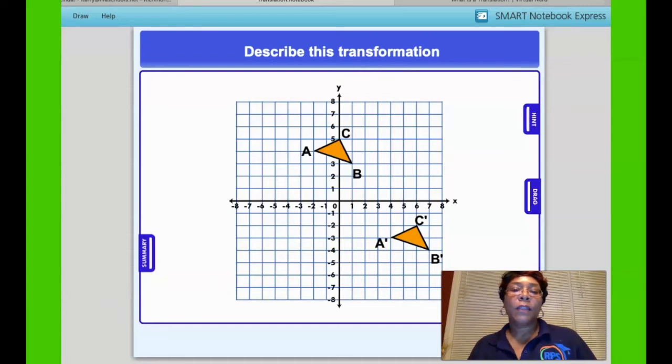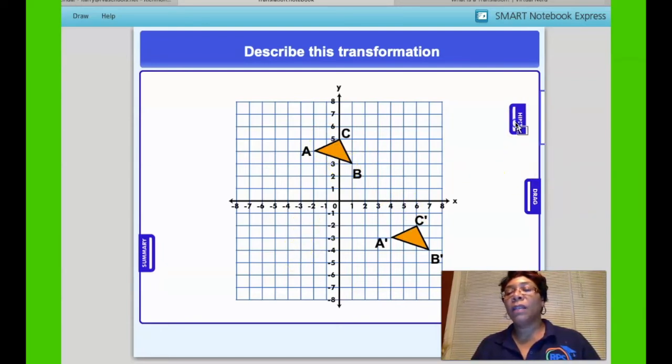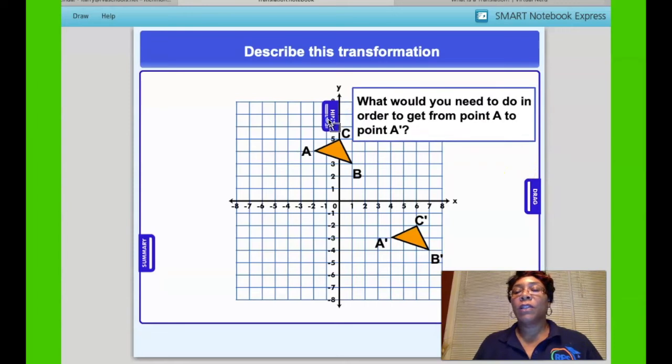All right, let's look at this practice problem together. Describe this transformation. Well, we see that it is a same congruent figure. It's not doing anything but moving from one place to the other. It looks like all points are going together. So right there, we should kind of know that it is a translation.